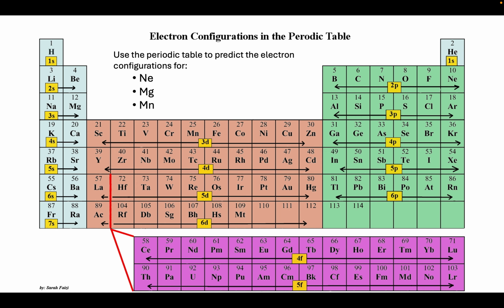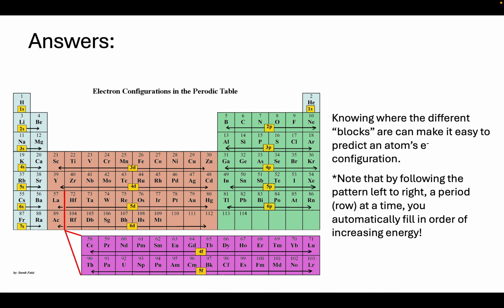Okay, let's just do some of these, and then that's going to help you get an idea of how you can use this. All right, so let's use the periodic table to predict the electron configurations for neon, magnesium, and manganese. Let's just look at the answers and compare them to the periodic table, starting with neon. So first of all, find neon. It is a noble gas on the right, has 10 electrons.